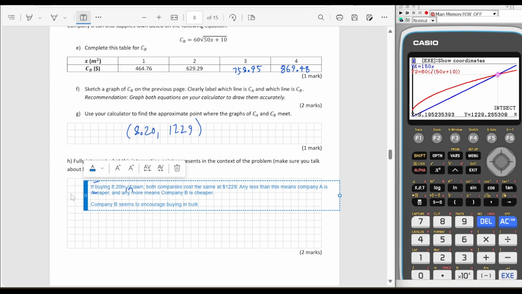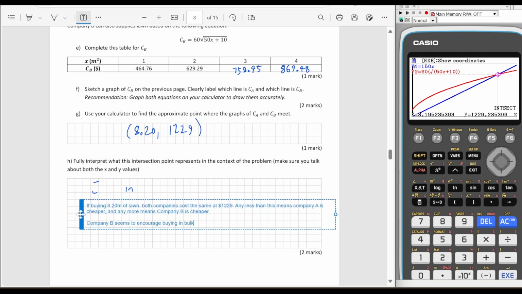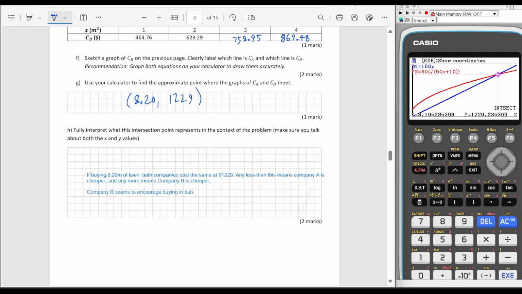So like with company A, you're just paying $150 per square meter. But with company B, you can see that the graph is getting less steep. So if you buy like heaps of lawn, you're better off going with company B. So that's somewhat what you need. So pretty much all that.